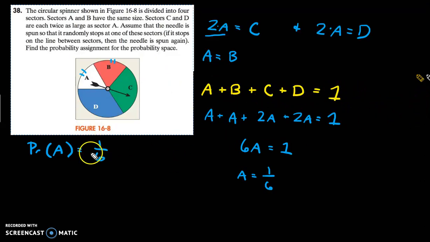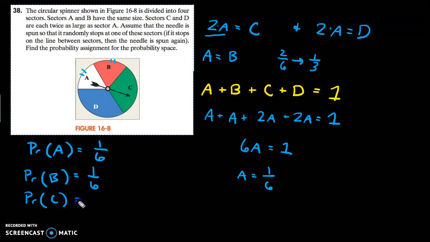Okay, so now we know one of them, and then we automatically know B because B is the same as A, so the probability of B must also be 1/6. And then we know that C is twice as much as A, so 2 times 1/6, or 2/6 would be C. You probably want to reduce that as a fraction, right? So 2/6 is the same as 1/3. So the probability of C looks like it's 1/3. And the probability of D is also 1/3 because it's also twice as much as A.